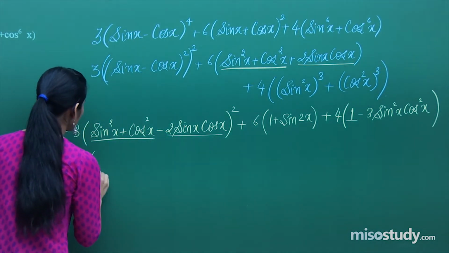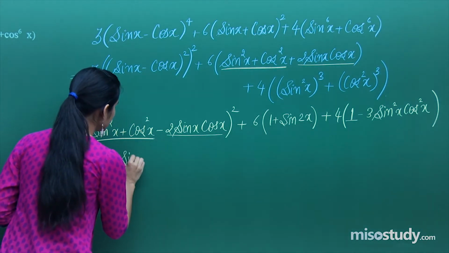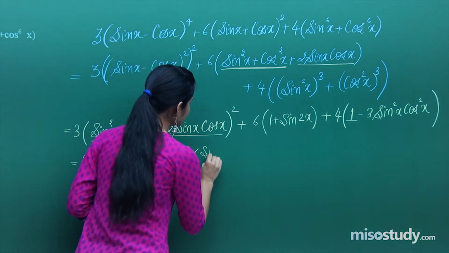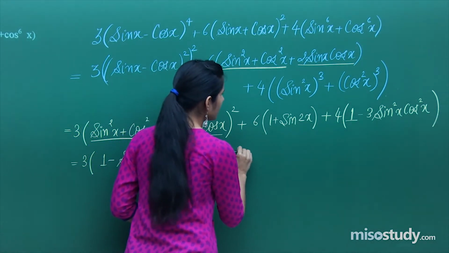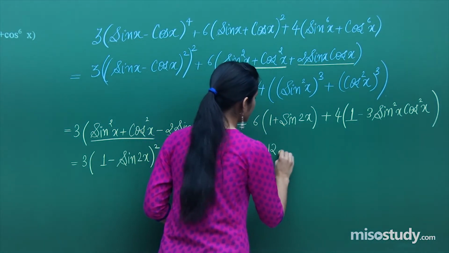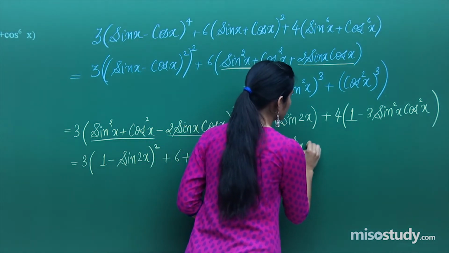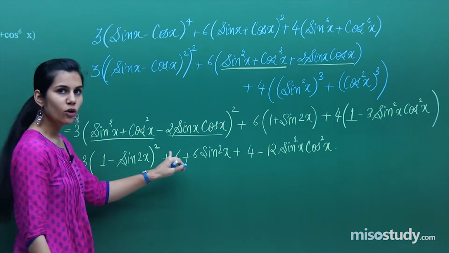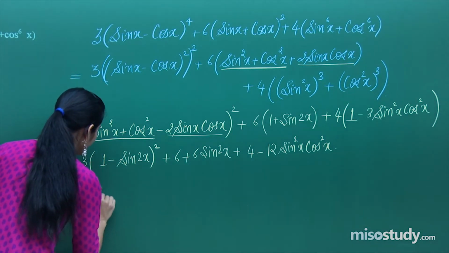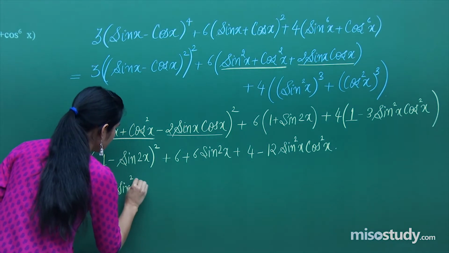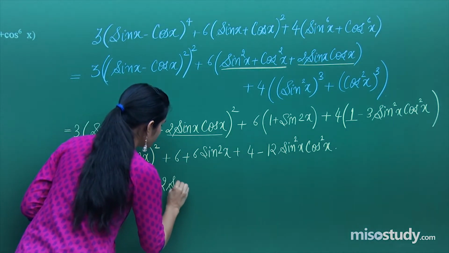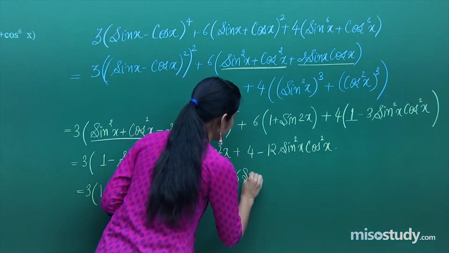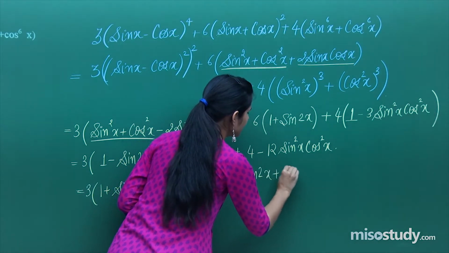So I am going to write it as thrice of (1 minus sin 2x) whole square plus 6 sin 2x plus 4 minus 12 sin square x cos square x. Now over here again you have a minus b whole square. Open it up: a square plus b square minus 2ab, plus 6 sin 2x plus 4 minus.